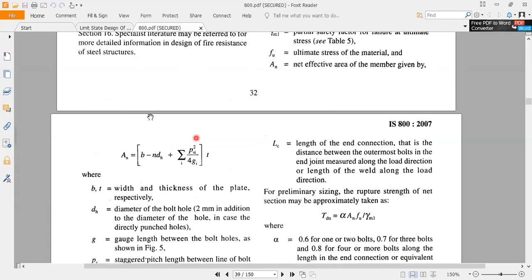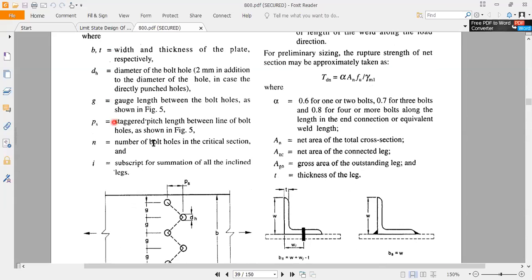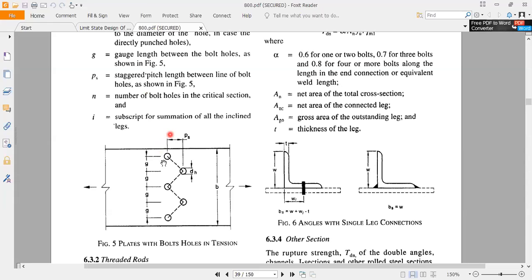Here A_N is the net area. Now, how can you find the net area? Before finding the net area, you have to assume some lines. Suppose the bolting is done in this manner, where some bolts are placed in two lines. You see, one line of bolts is this. Another line of bolts is this. So there are two lines of bolts.